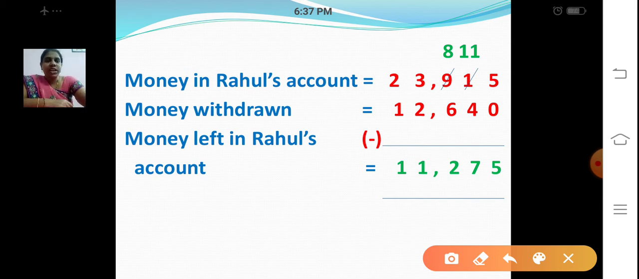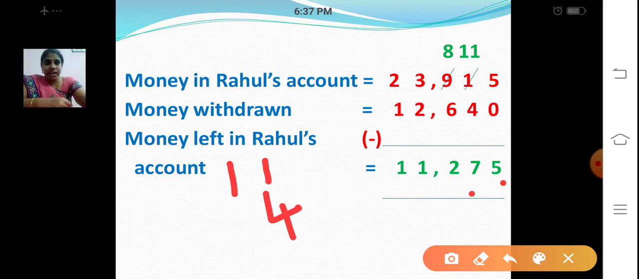So start from the ones place. 5 minus 0, 5. Now let's move on to the tens place. 1 minus 4. Is that possible? No. So borrow from the hundreds place. The hundreds place will become 8, and the tens place will become 11. 11 minus 4: after 4, 5, 6, 7, 8, 9, 10, 11. 11 minus 4 is 7.